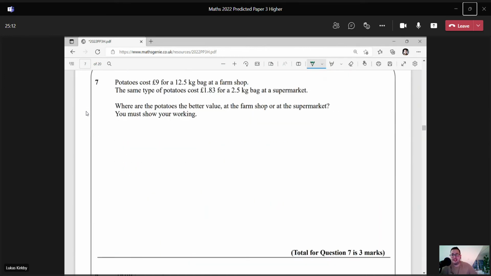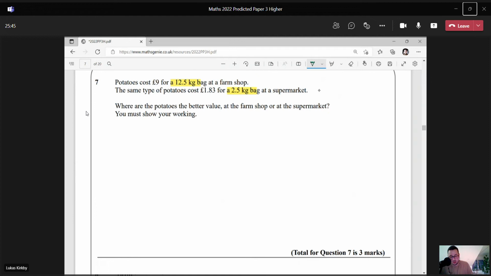Number 7. So potatoes cost £9 for a 12.5 kilogram bag at a farm shop, and the same type of potatoes cost £1.83 for a 2.5 kilogram bag at a supermarket. Where are the potatoes better value, at the farm shop or at the supermarket? You must show your working. Okay, well, this question is made a lot easier when you notice that 2.5 goes into 12.5. So 2.5 times 5 gives you 12.5.